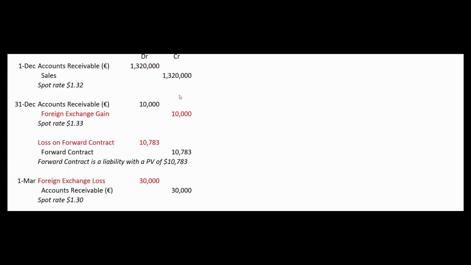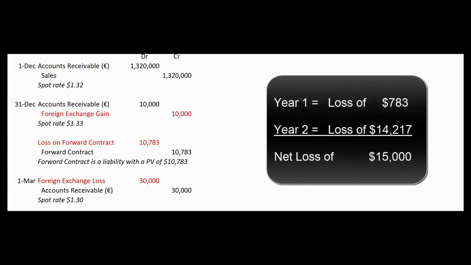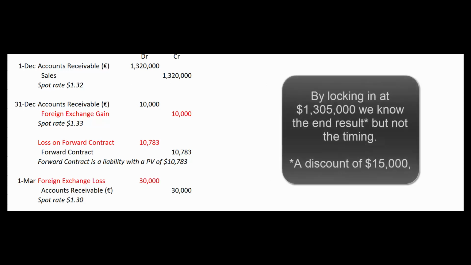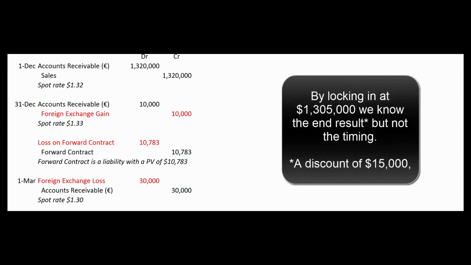So if you looked at all these numbers in red, you would discover that we end up losing like $15,000. And that makes sense. We locked in 1,305,000, and the original transaction would have netted us 1,320,000. But the timing's off a little bit. You look at this year, we've got a $10,000 gain and a $10,783 loss.